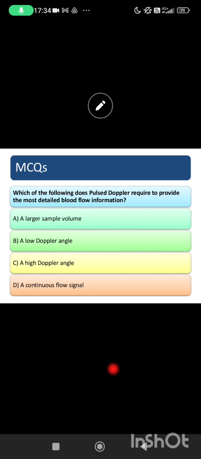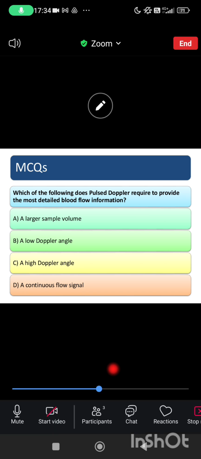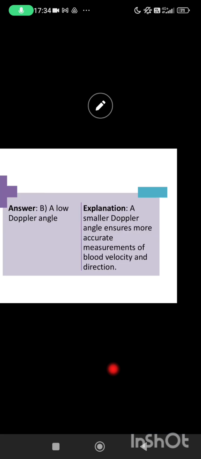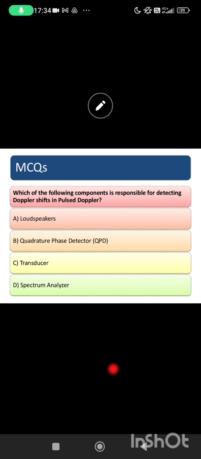Larger sample volume, low Doppler angle, high Doppler angle, continuous flow signal. Awadia, what do you think? A low Doppler angle. Okay, very good. Low Doppler angle. This means, which of the following components is responsible for detecting Doppler shifts in pulse Doppler? The transducer? Yes, QPD, quadrature phase detector. B.